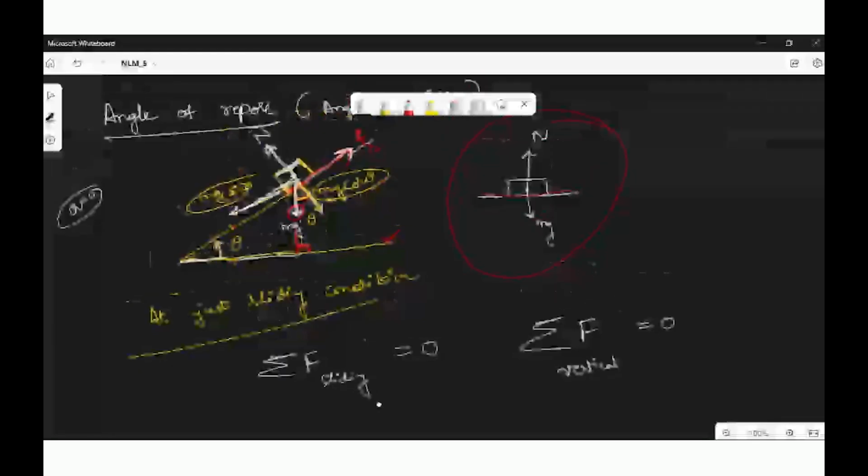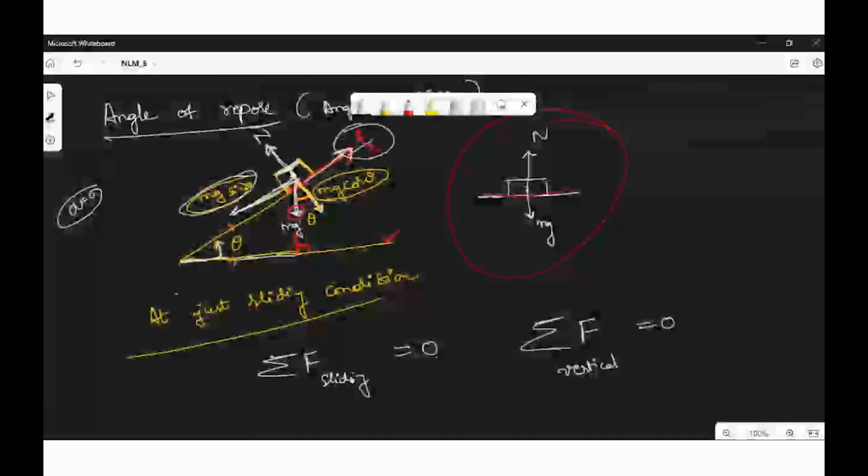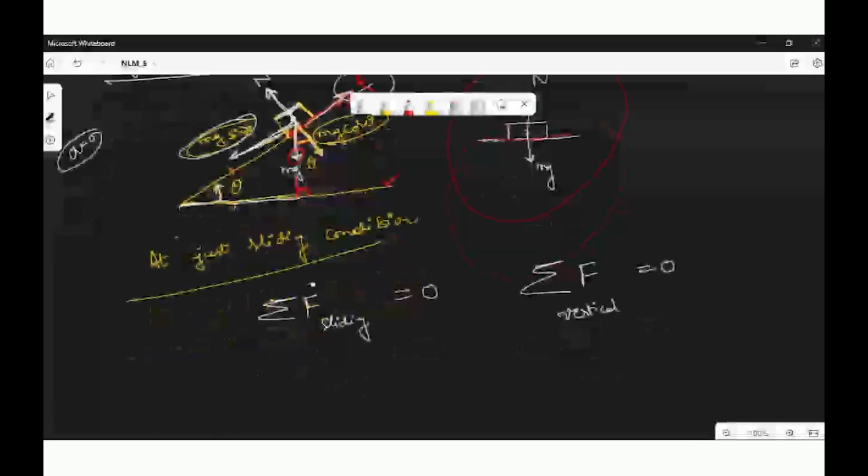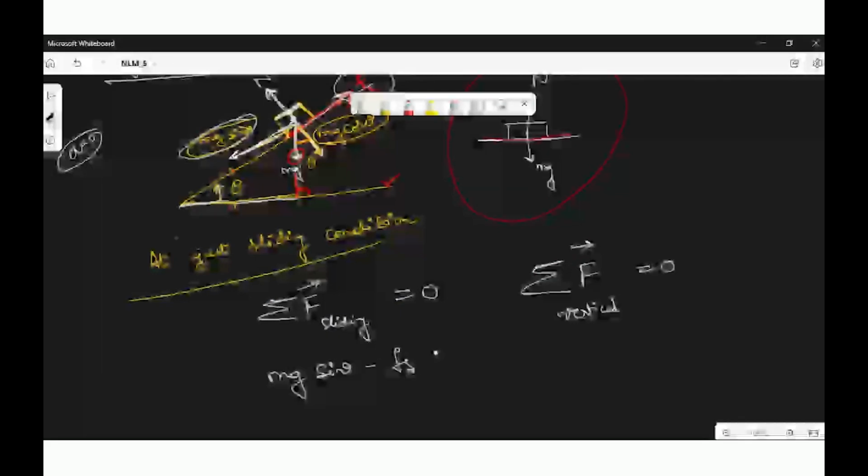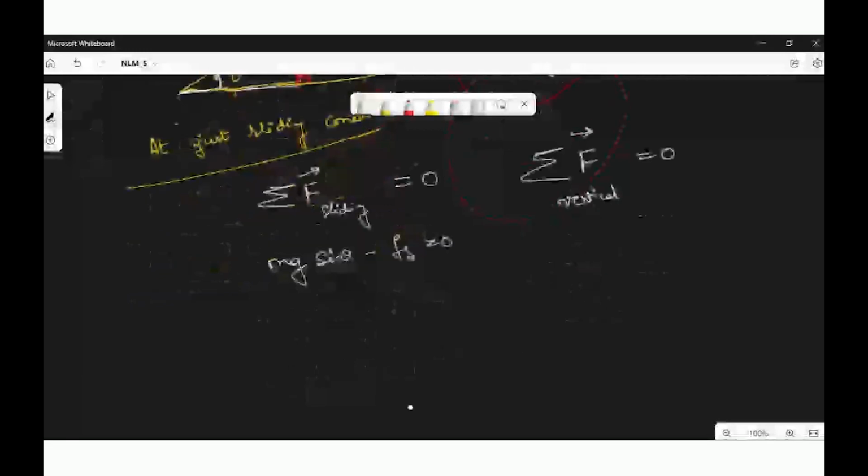Now, what are the forces I can see? I can see mg sin theta is this way, and Fs is this way. So at equilibrium, they should balance, correct? Yes, ma'am. I'm writing the vector sum. So I can say mg sin theta minus Fs should be equal to 0. Do you agree? Yes, ma'am. Or you can say mg sin theta must be equal to Fs. This is the equilibrium condition. Directly you can remember this equation.